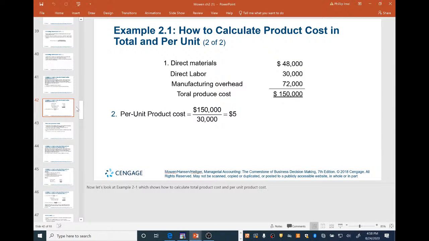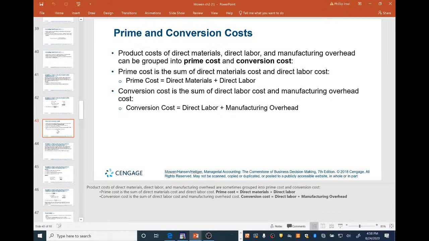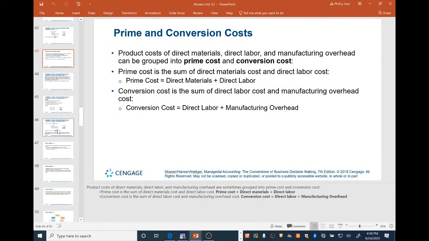So here's the layout of the math. To get total product cost, we just add up the direct materials, direct labor, and manufacturing overhead. That'll give us total product cost. Then once again, per unit product cost is total product cost divided by the units produced. That'll give you $5 per unit. Simple enough, right? So just know the terminology and the formulas, and from there you should be able to work through most of the problems, because this is a hard class by nature. I mean, accounting is just hard by nature anyways.